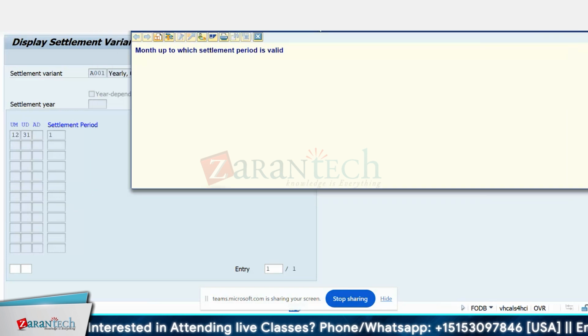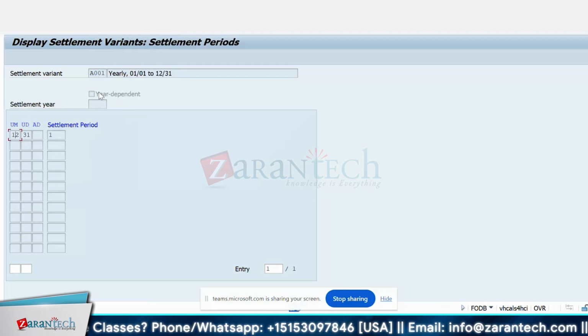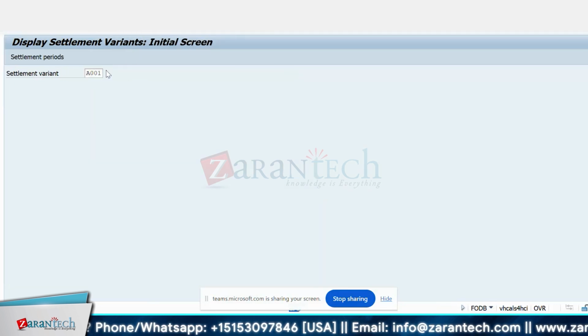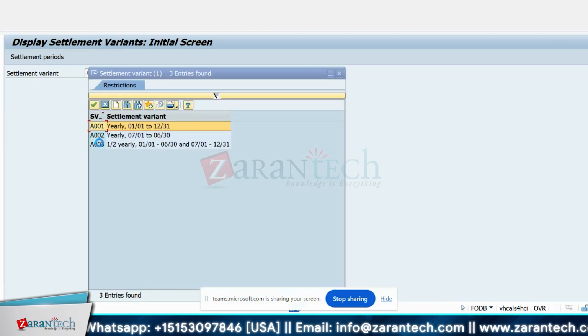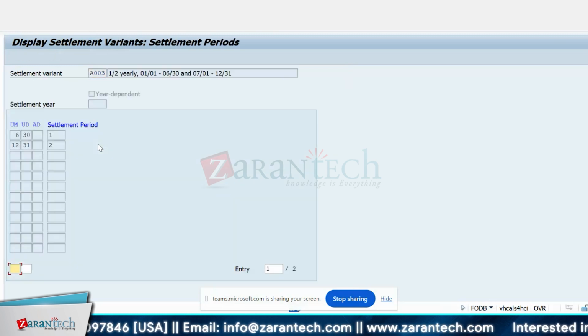Month up to which the settlement period is valid, that is 12th, and day up to which settlement period is valid, until 31st. And simultaneously, if you see another one, let's say this one, we can see there are two settlement periods available. First one is from the start until June 30th, and second one is from 1st of July until 31st of December. These settlement variants are there.